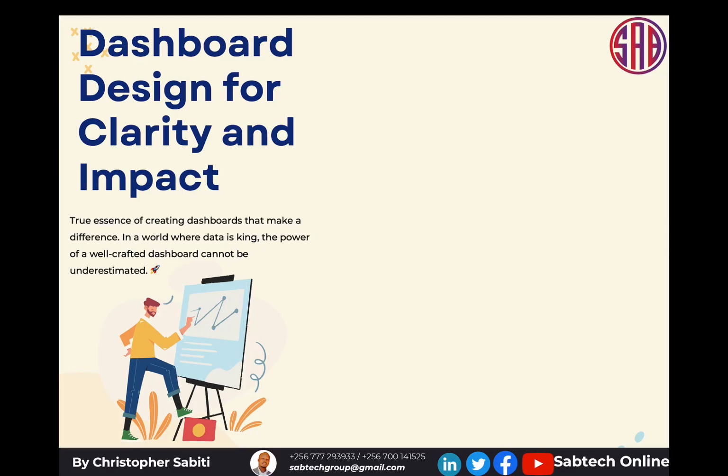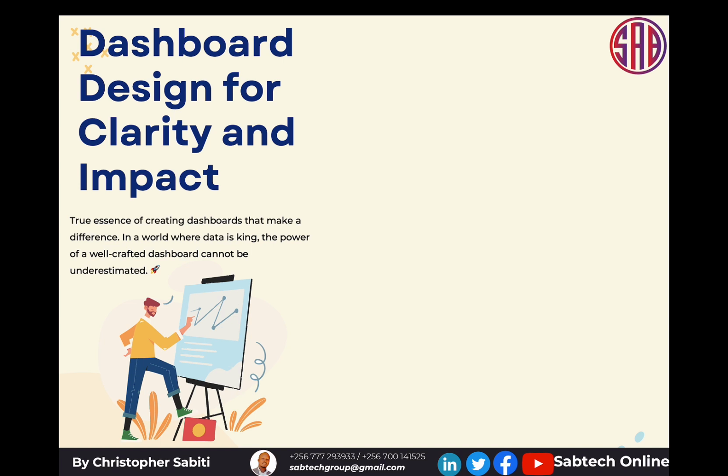Today we are going to look at how you design dashboards. So we always look at the clarity and the impact you create. So the essence of creating dashboards that make a difference. In this world, data is the king. The power of a well-crafted dashboard cannot be underestimated.